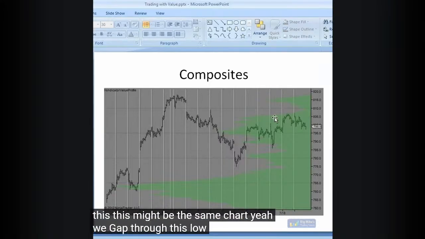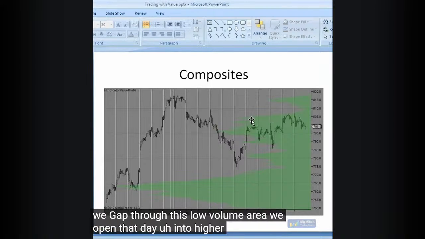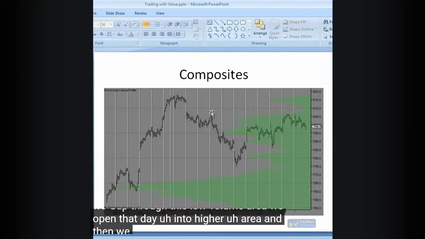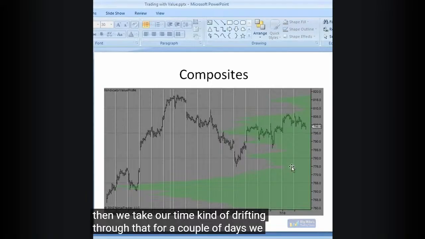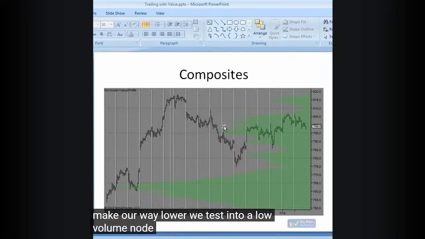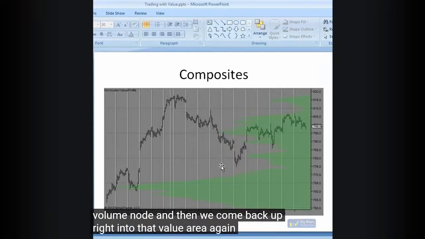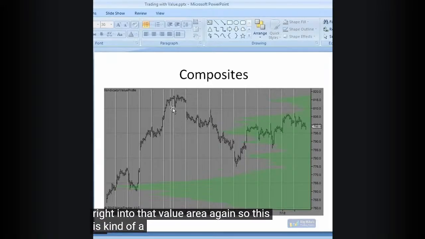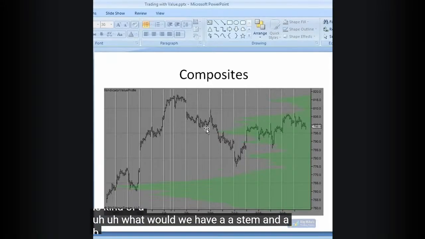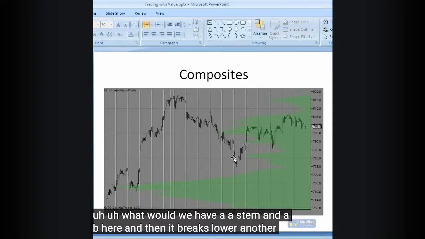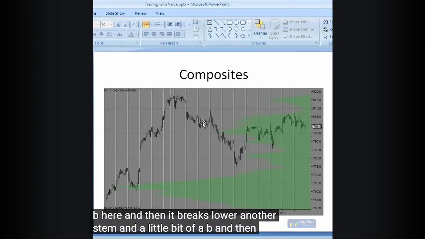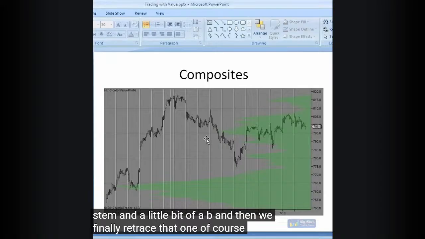Yeah, we gap through this low volume area. We open that day into a higher area, and then we take our time kind of drifting through that for a couple of days. We make our way lower. We test into a low volume node, and then we come back up right into that value area again. So this is kind of what we'd have, a stem and a B here, and then it breaks lower, another stem and a little bit of a B, and then we finally retrace. That one, of course, failed.